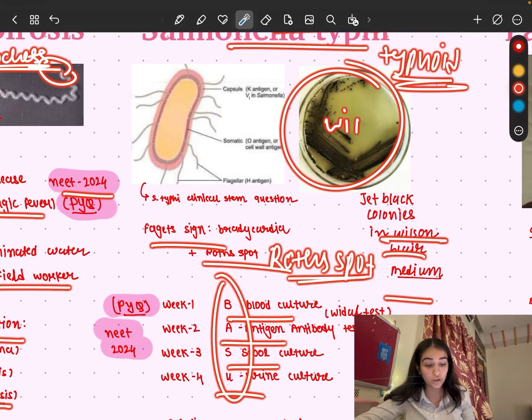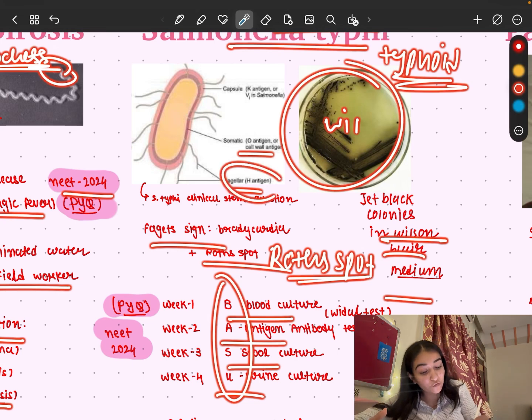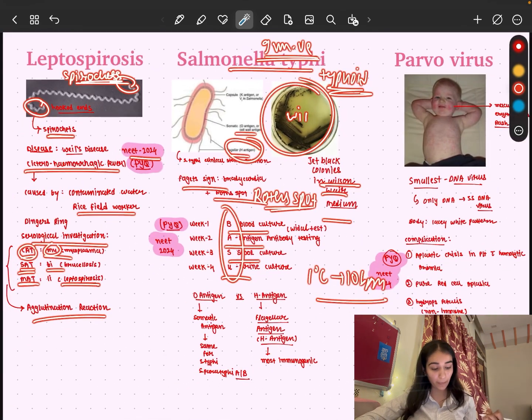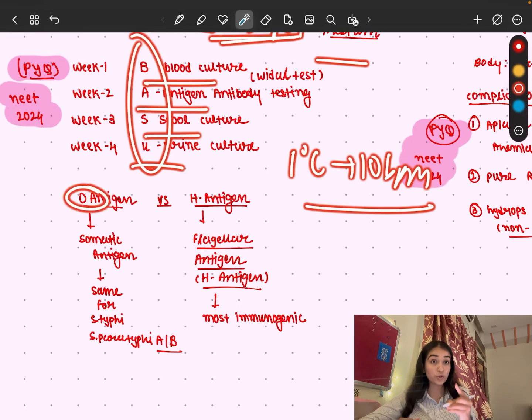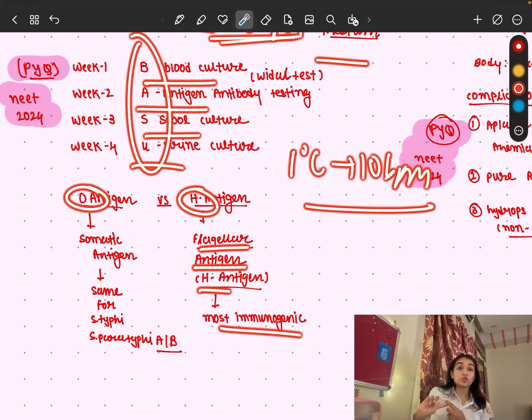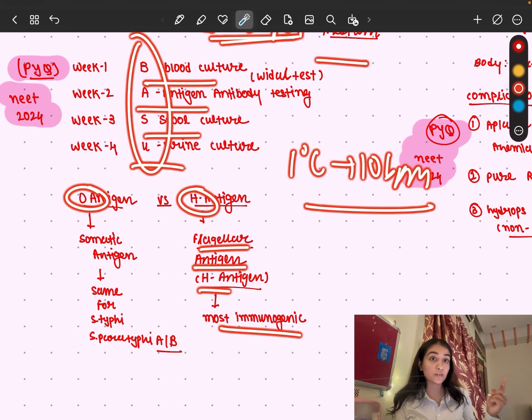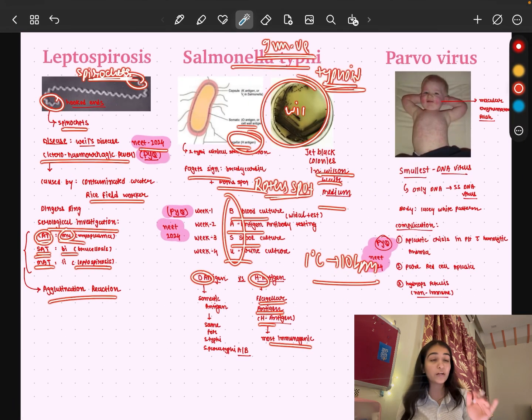Again, clinical STEM question. Now, one thing which I want to mention is in Salmonella typhi, you have got O antigen and then you have H antigen. So in NEET 2024, they also asked what is H antigen? So O antigen is somatic antigen, but H antigen is your flagellar antigen. O antigen is somatic antigen, H antigen is flagellar antigen, and it is more immunogenic. So remember this, that H antigen is more immunogenic, right? And O antigen is somatic antigen.